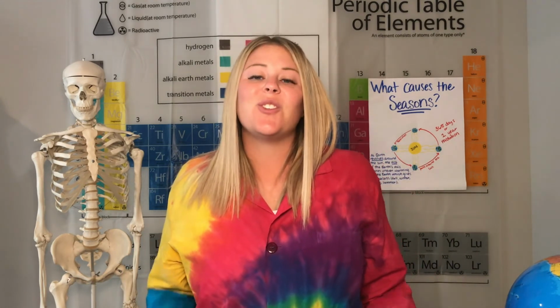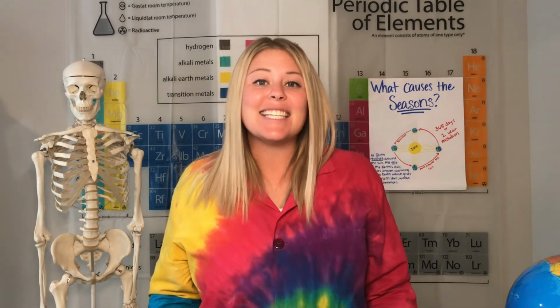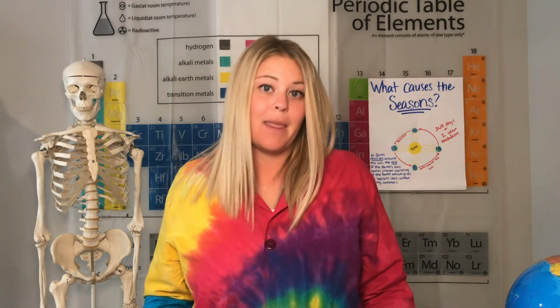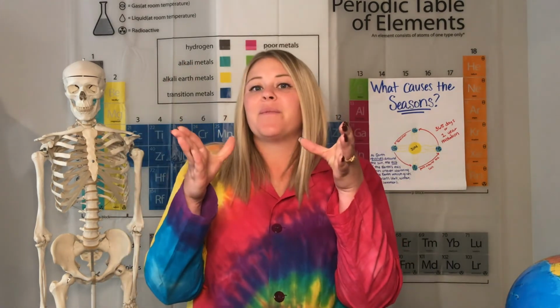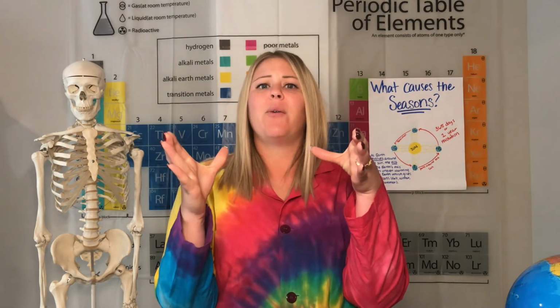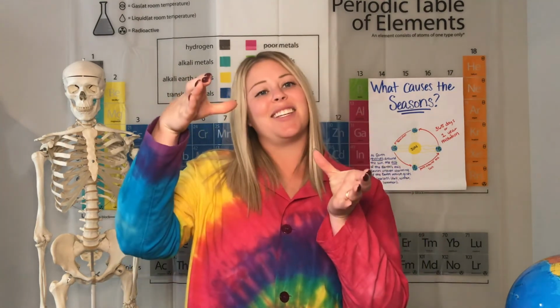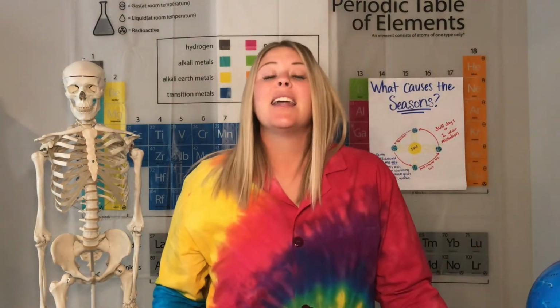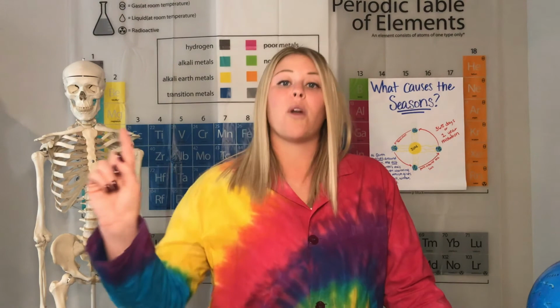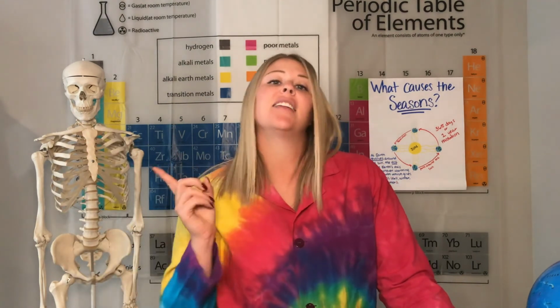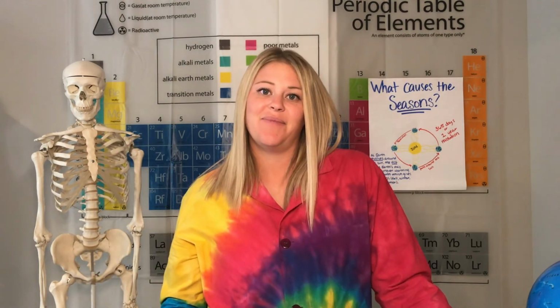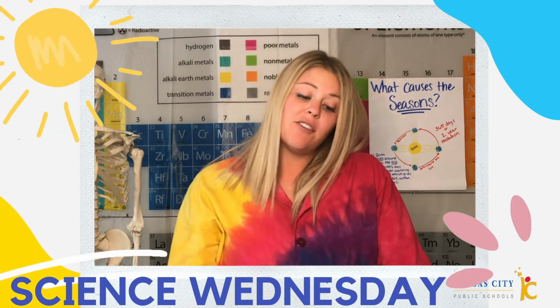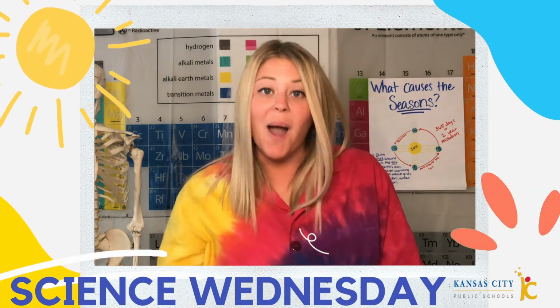So scientists, to recap, the reason that we have seasons is because of Earth's tilt. Remember, Earth is a sphere and the equator goes around the Earth, but the equator looks like it's diagonal because of the Earth's tilt. Now, because of the Earth's tilt, we get uneven warming as it revolves around the sun, and that's what causes the seasons. If you remember at the beginning of this video, I talked about how a lot of people have misconceptions about seasons. But scientists, you now know why we have seasons.